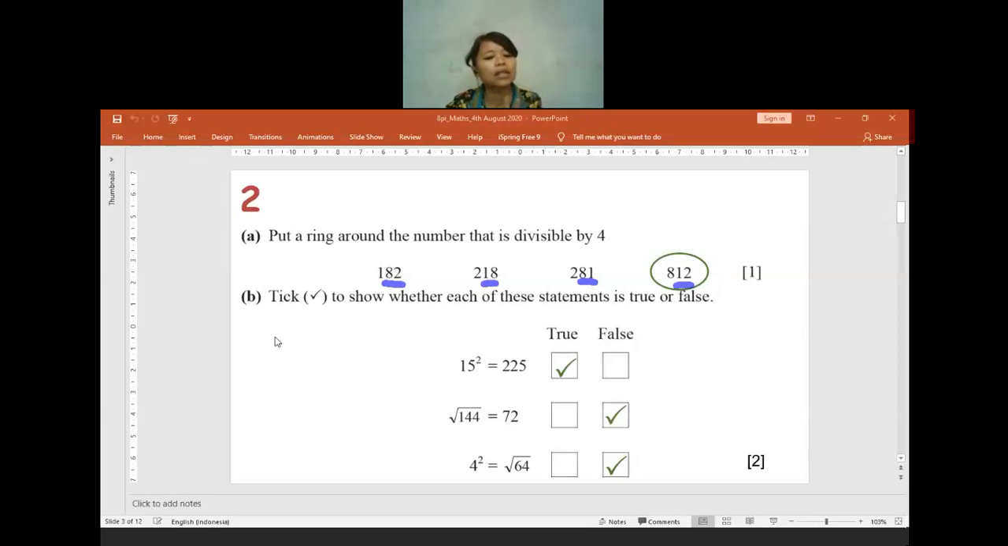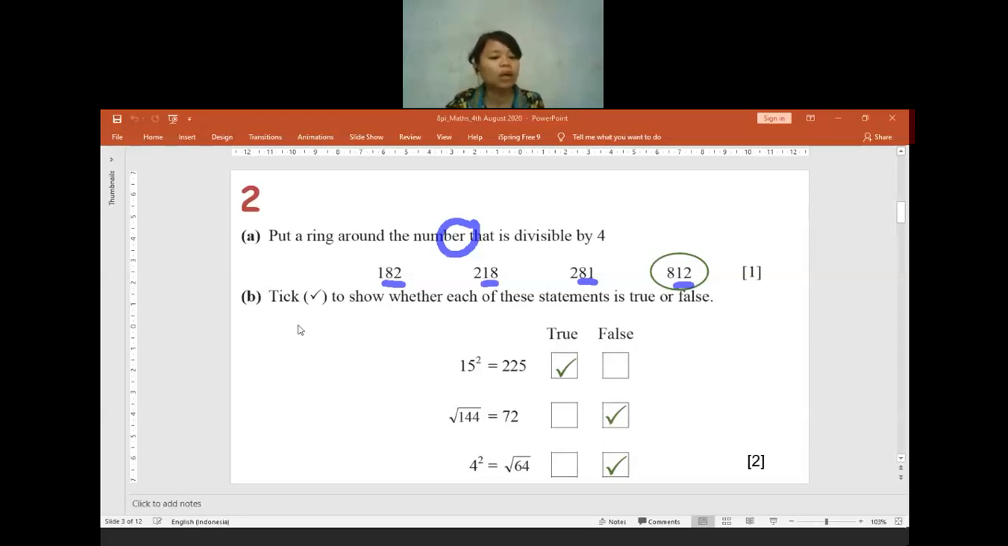If you answered C, note that the question says put a ring around the number. It says number, not numbers, so the answer is supposed to be only 1. If you put a circle around more than 1 answer, it is wrong. It's supposed to be only 1 circle because it says put a ring around the number. It isn't written as numbers. If you answered both 182 and 812, it is wrong.